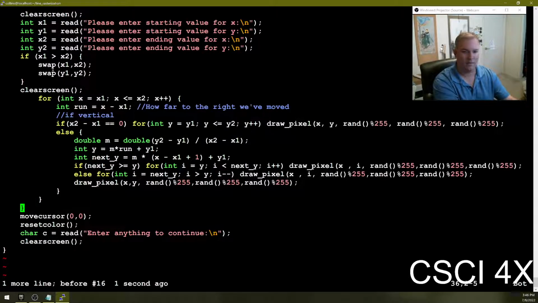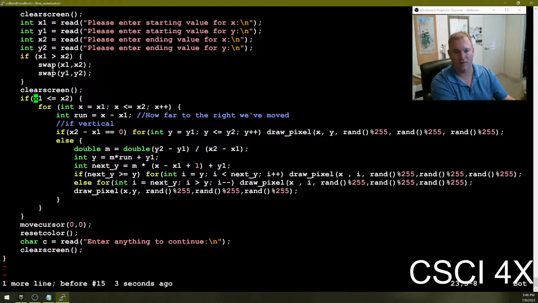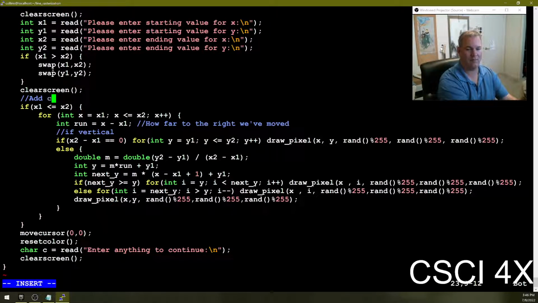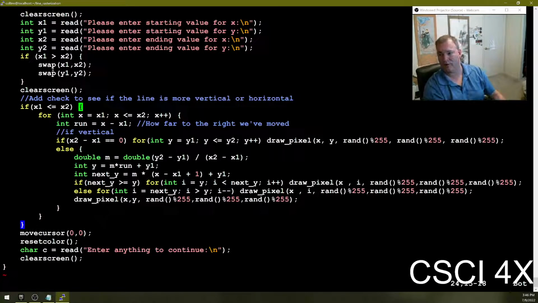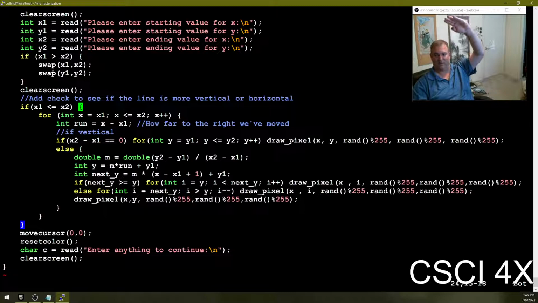But the big thing, actually, let's put it back, is you need to check to see if the line is more vertical or horizontal. And if the line is more vertical, then you loop across the Y's, because if you don't, you're going to get a gap, right? If the line is mostly horizontal, then iterating each pixel horizontally is good, and you'll end up with a solid, unbroken line. If the thing's mostly vertical, then as you loop horizontally, you get like one dot, and then the end, and it is broken.